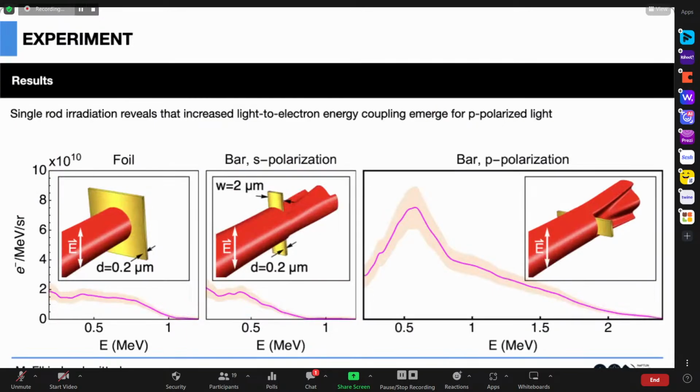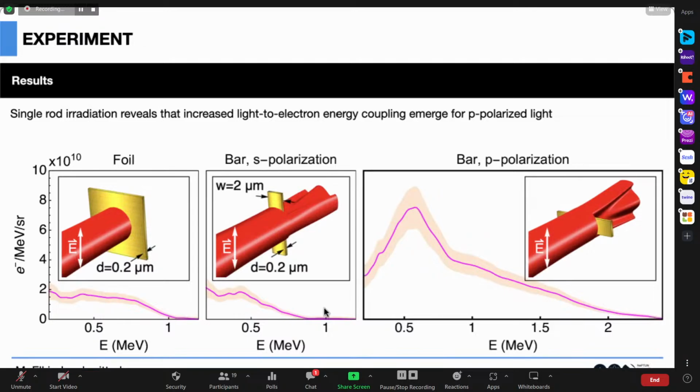So the striking result is that the same phenomena that has been observed in random formations of some rough surface is exactly replicated for a single object. So what we're seeing here is the spectrum of the emitted electrons from three different types of objects at 0 degrees, meaning the electrons going in the laser direction.